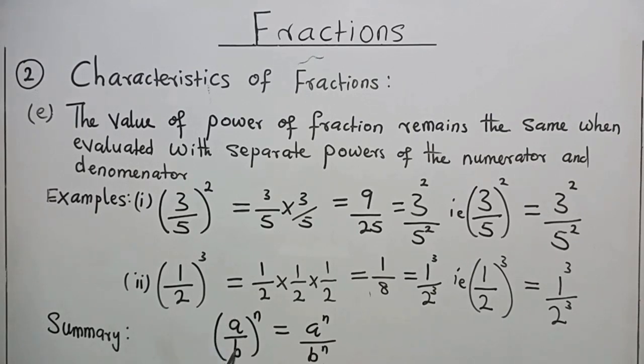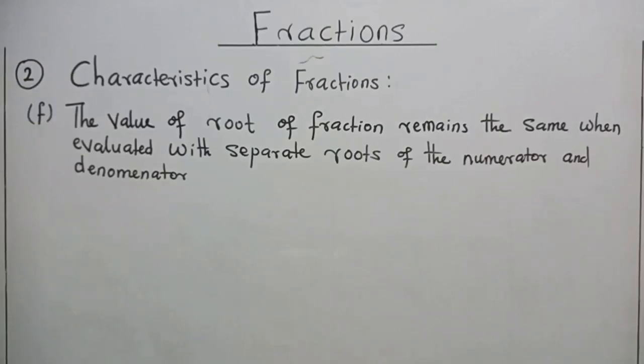A over B, that is any fraction, raised to the power n, is equal to A to the power n over B to the power n. You will still meet this type of expression in a topic known as laws of indices. Until then, just know as a preview that this is valid. Let us see the final property of fractions as chosen here for discussion. And here comes the 6th and the final property of fractions as chosen in this topic.